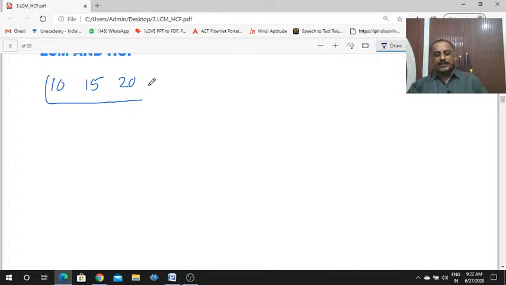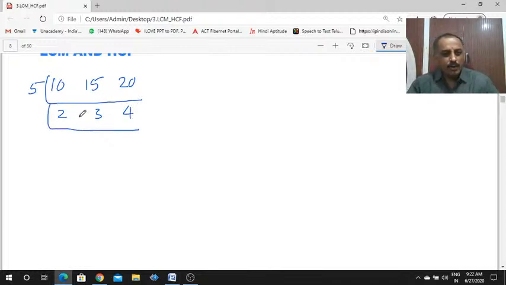Division method. All three numbers are exactly divisible by 5. 5 twos are 10, 5 threes are 15, 5 fours are 20. Again, 2 and 4 are divisible by 2.